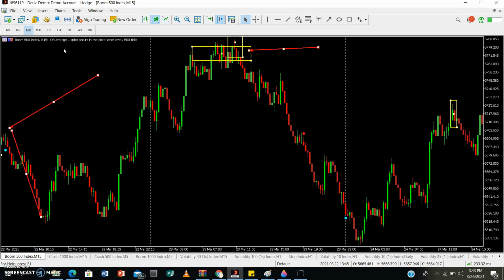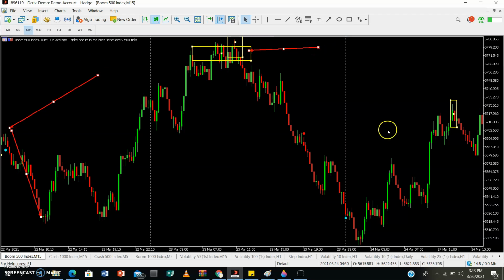But for Boom and Crash, try to use it from the 15-minute time frame, because that's where you see proper candlestick formation, right? So for Boom and Crash, use it from the 15-minute time frame onwards up to the 1-month time frame. But for other indices, and for forex pairs, even the 1-minute time frame, you can use these candlestick patterns, right?